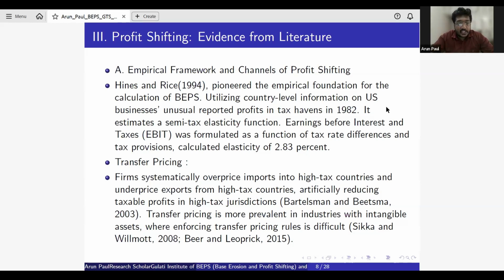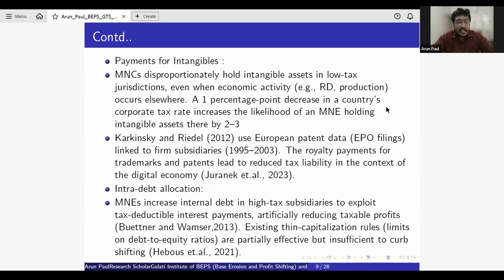And coming to the literature on royalty payment, MNCs disproportionately hold intangible assets in low tax jurisdictions, and a 1 percentage point decrease in a country's corporate tax rate increases the likelihood of an MNE holding intangible assets by 2 to 3%. And it is more volatile in the context of the digital economy. It will be more prevalent in the digital economy because there will be no need of a permanent place of business.